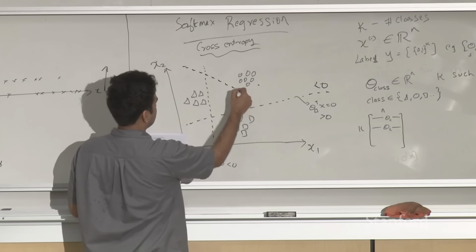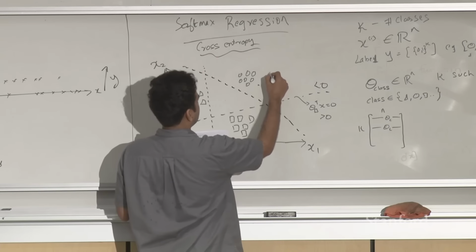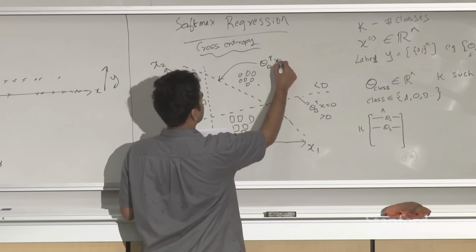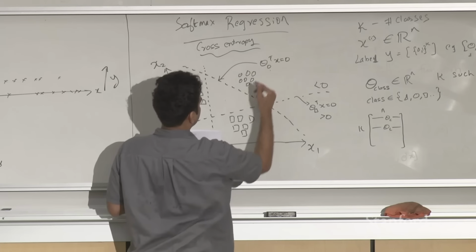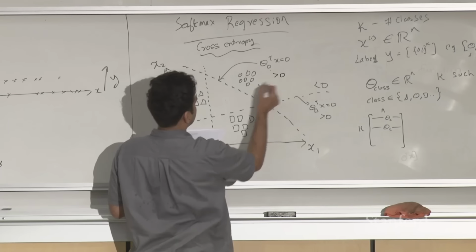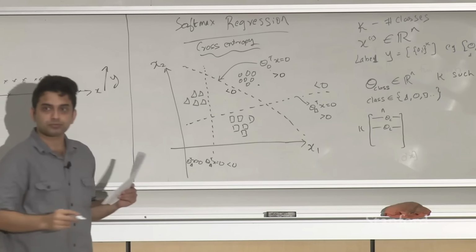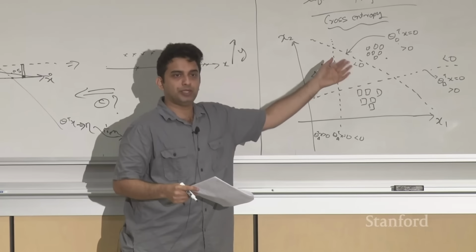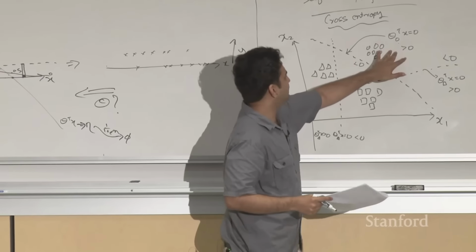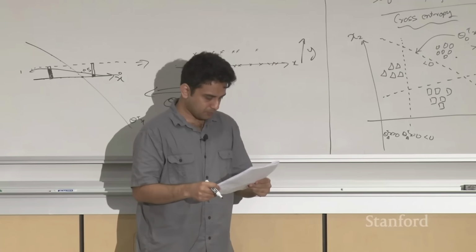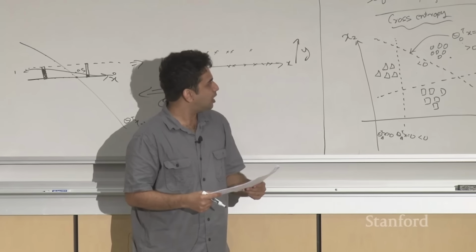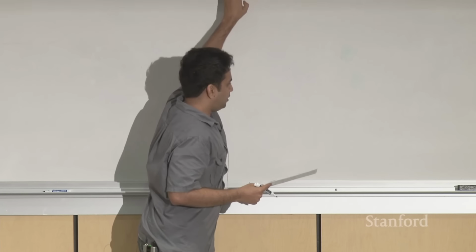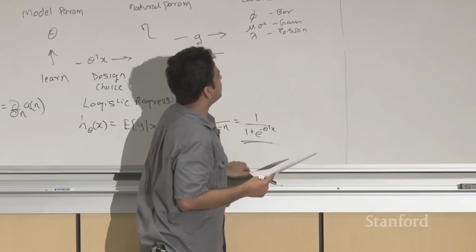And similarly, you have another one, which corresponds to theta circle transpose x equals 0, and this half plane is greater than 0, and to the left it is less than 0. Right? So we have a different set of parameters per class, which hopefully satisfies this property. And now our goal is to take these parameters, and let's see what happens when we feed a new example.